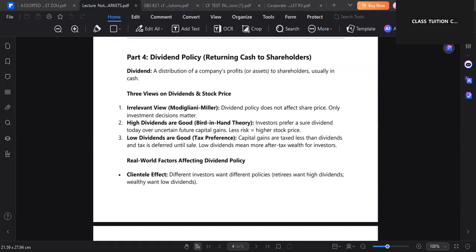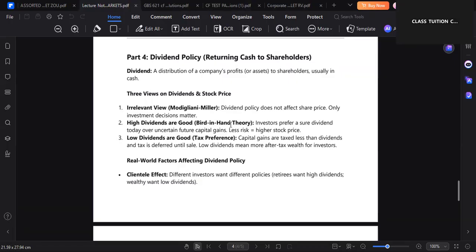Why? Because if a company pays a dividend, the share price drops by exactly the amount of the dividend, and therefore shareholders are no better off. Only investment decisions matter, not how you finance them. So this first view simply says that dividends are irrelevant. The M and M view is that dividend policy does not affect the share price, only investment decisions matter.